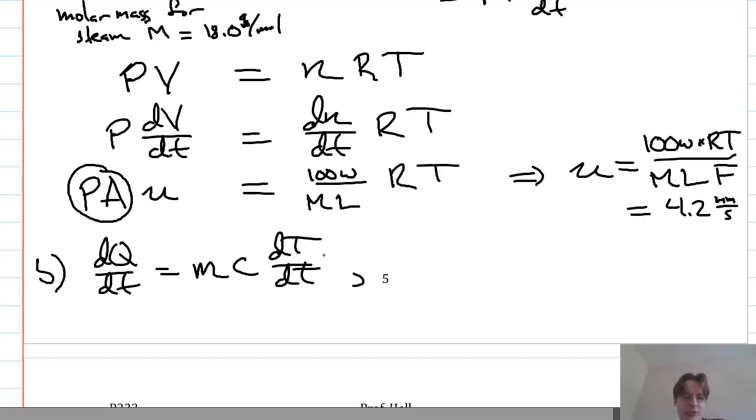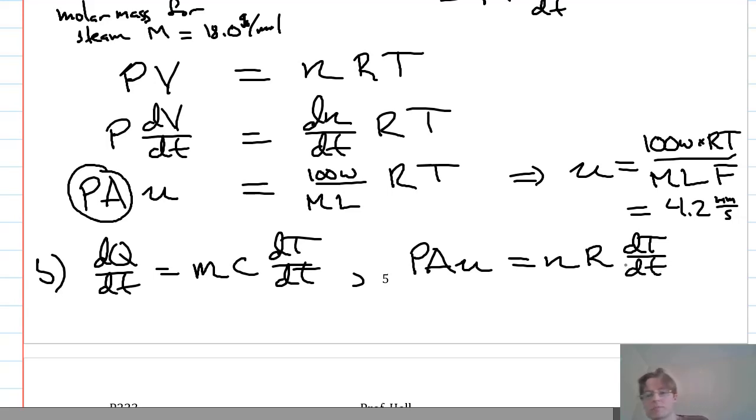And then the second difference is that, well, PV equals nRT. Now it's not the number of moles which change, it's the temperature which changes with time. So I'll have PA times the speed equal to nR times the rate at which the temperature changes. So 100 watts determines how fast the temperature rises. I plug that in over here for the rate at which the temperature goes up. I solve for the speed.